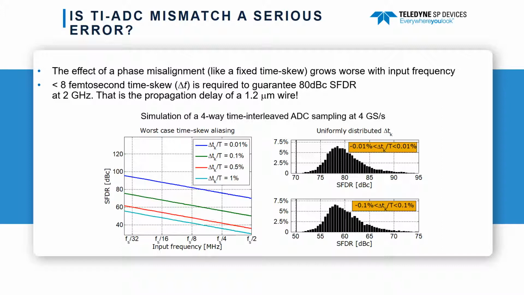In gigasamples per second ADCs, sampling periods are in the hundreds of picoseconds range. Targeting a 75 dBc SFDR, being below 0.01% time skew is necessary. A timing alignment of a few tenths of femtoseconds is thus required. We can conclude that such requirements are extremely challenging.